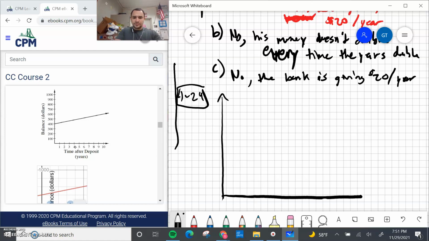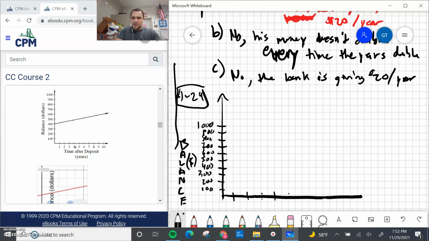All right, so 1, 2, 3, 4, 5, 6, 7, 8, 9, 10. Every line is going to be 100. And this is 1,000, and then 300, 400, 500. Yes, you need to make sure you write the table down. This will help you on the test. And this is our balance in dollars. And on the bottom, we're going to go 1, 2, 3.